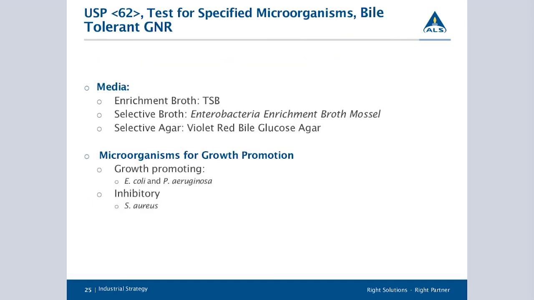So we'll go into the bile-tolerant gram-negative rod. The broth media is TSB, the selective broth is the Enterobacteria enrichment broth, and the agar is the violet red bile glucose agar. And the organisms for growth promoting, allowing it to grow, are E. coli and Pseudomonas, but inhibiting gram-positive cocci like Staph aureus.